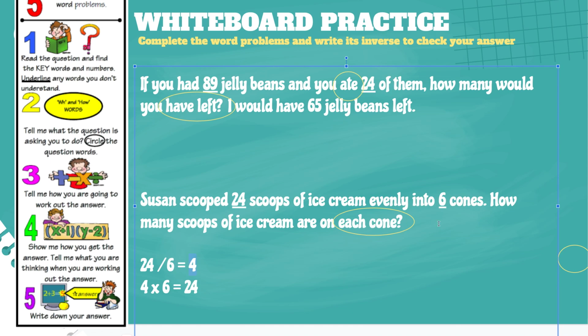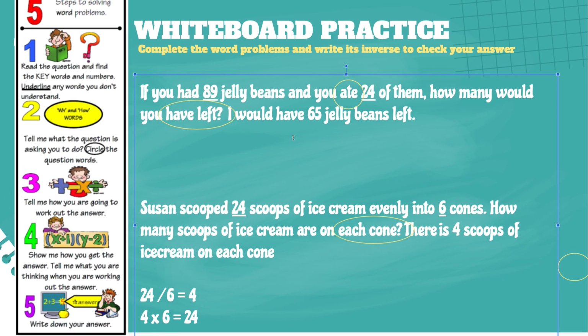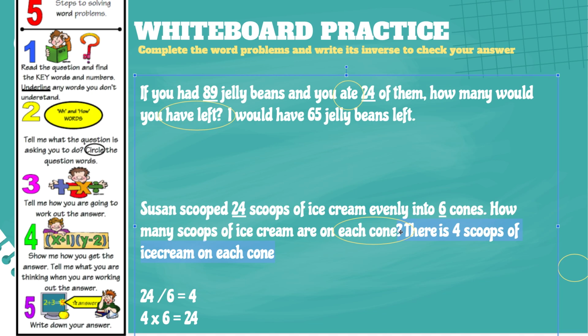Okay, so that's our answer, 4. Let's put it in a sentence format. How many scoops of ice cream are there on each cone? There is 4 scoops of ice cream on each cone. Alright, so as long as you have your working out in your book, you can write this sentence on your PowerPoint slides, okay? So we only need this sentence, but you need to work out the algorithm and its inverse on your whiteboard or in your books, okay? So good luck. The next page has a few different worded problems for you to answer.